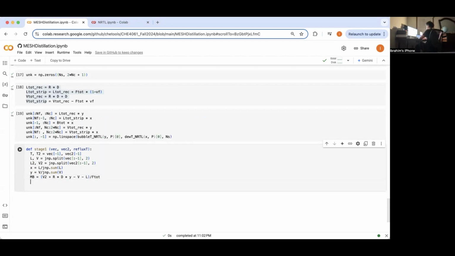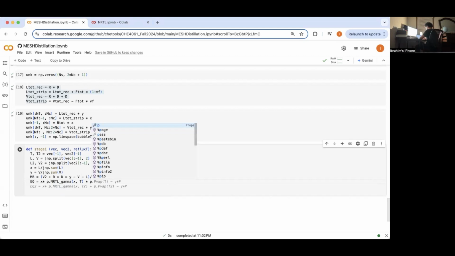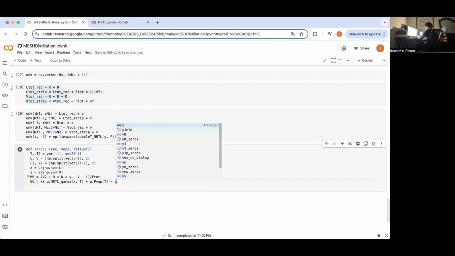All right, looks good. We're now going to set up our equilibrium equation. That's going to be denoted as EQ in this case, and it's going to be equal to X times our NRTL gamma function. So NRTL underscore gamma for our functions of X and T. And then this will be multiplied by our P dot P vap for our function of T. And then we'll go ahead and subtract our vapor composition here.